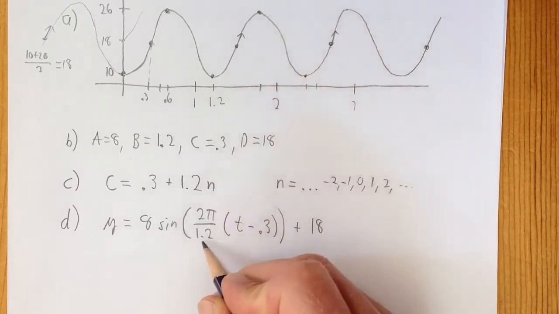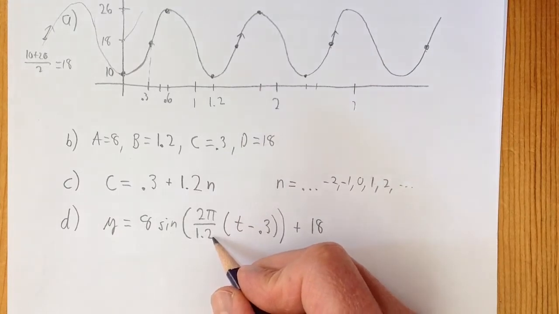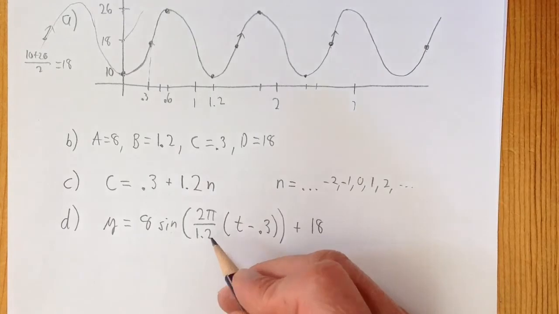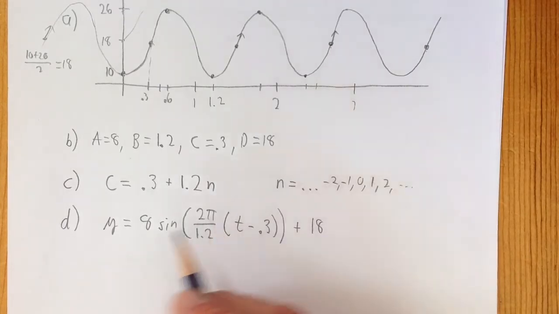Notice we could simplify this, like a 1.2 in the bottom is not very mathematically cool or acceptable usually. Except here, it is acceptable because now instantly I can look at this formula and go, oh, the period's 1.2.